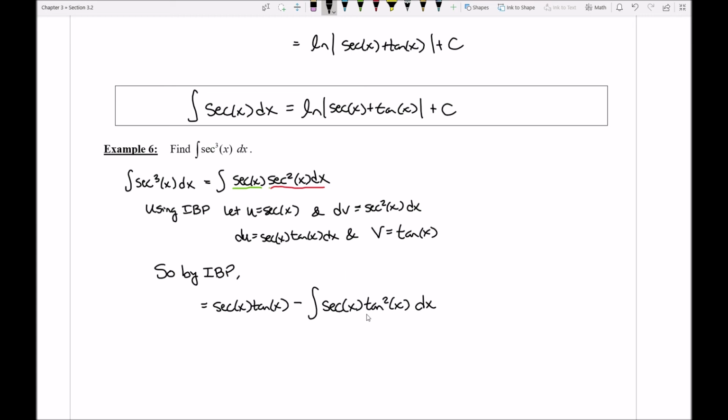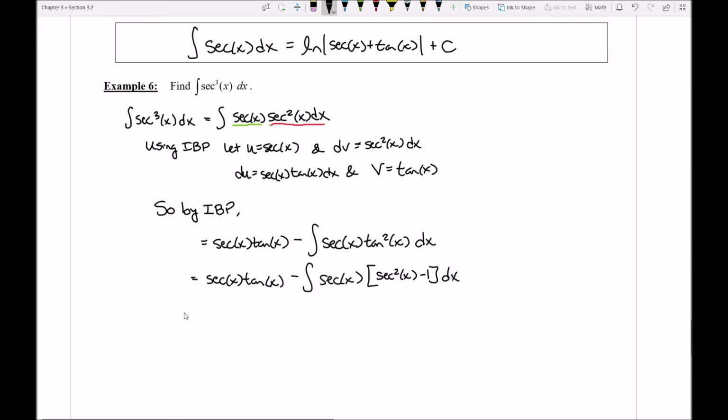Any trig identities I can use here? Well, actually, I'm going to go ahead and attempt to use a trig identity here. Remember that tangent squared is going to be equivalent to a secant squared minus a 1. Now if I kind of simplify this all the way down, I'll see here that what I'm really left with is a secant x tangent x, and I'm going to have minus an integral of, and if I distribute through, I'm going to have a secant cubed of x minus a secant of x.